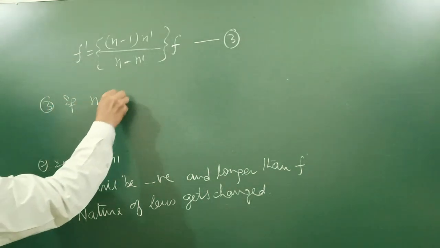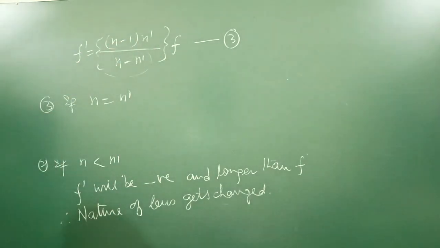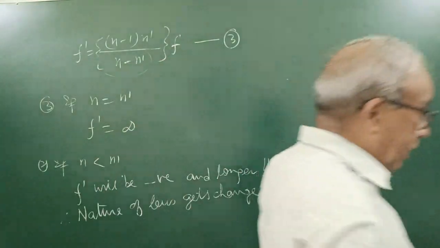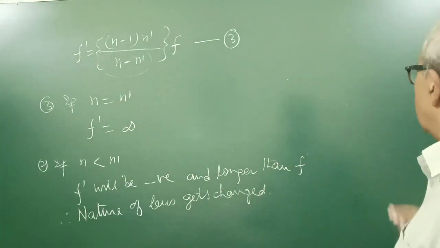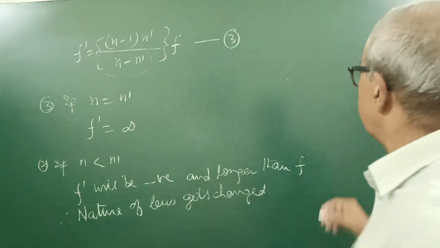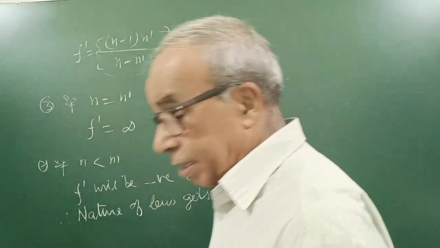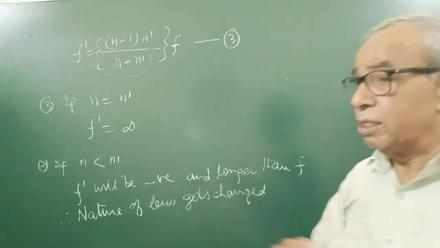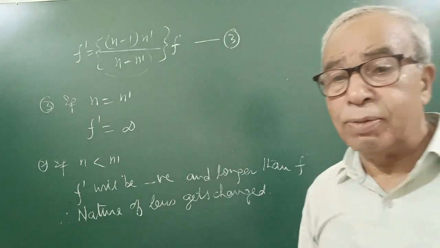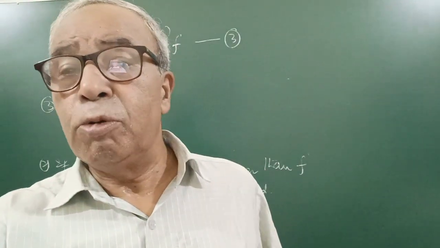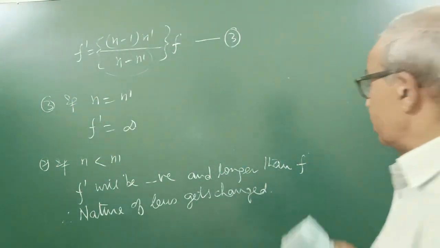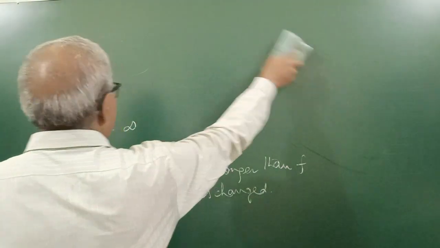Number 3, if n equals n', the denominator becomes 0, so f' is infinity. If focal length becomes infinity, it means the radii of curvature have become infinity, and the lens will be like a plate of the liquid, or you can say it will not be visible in the liquid. The lens becomes invisible in the liquid. So we can understand all these things by diagram here.